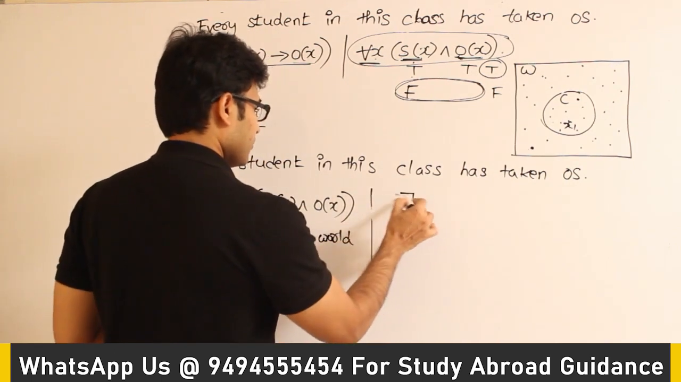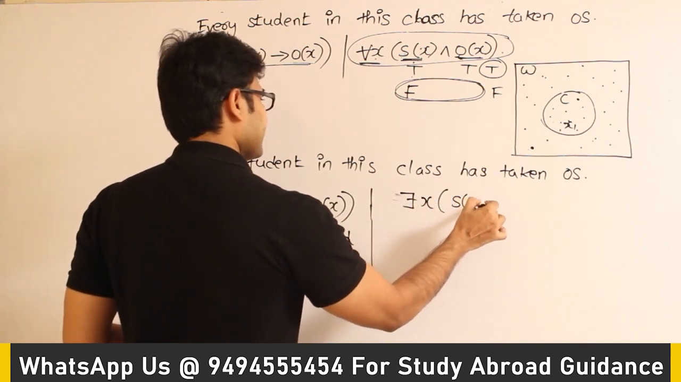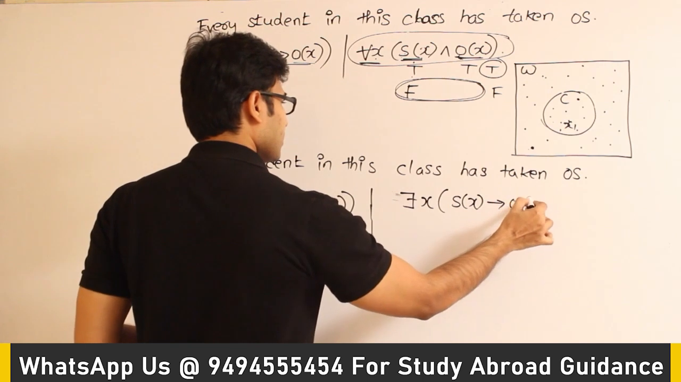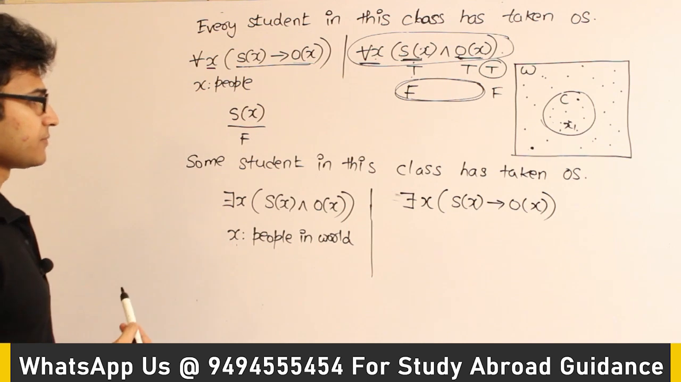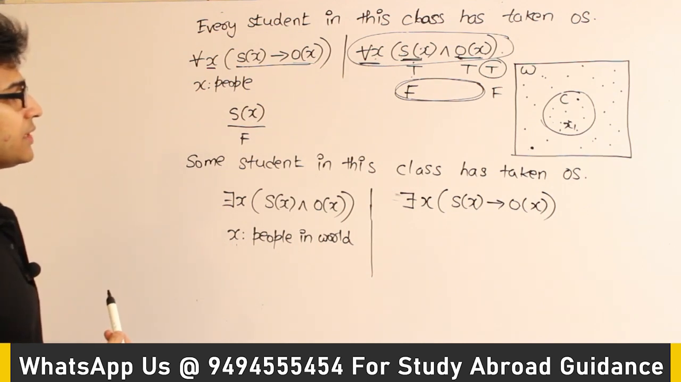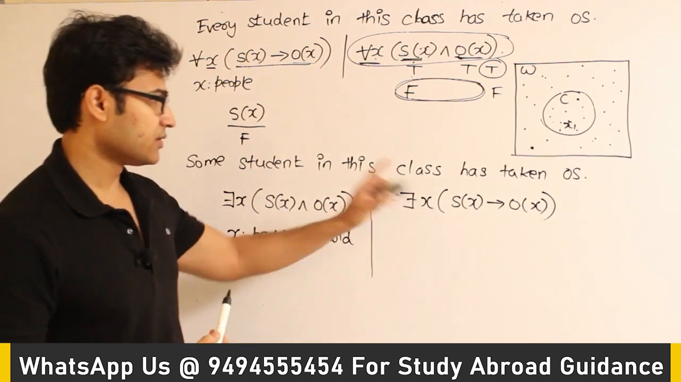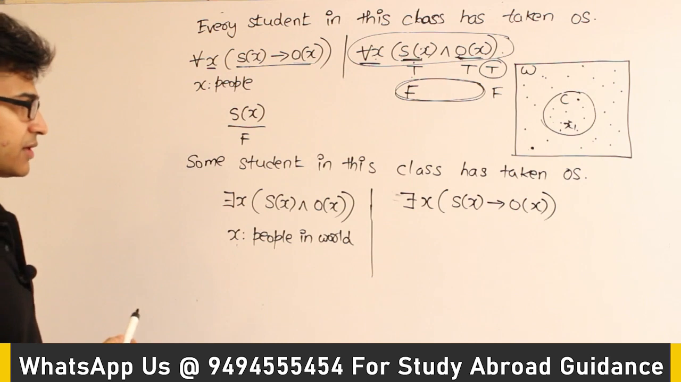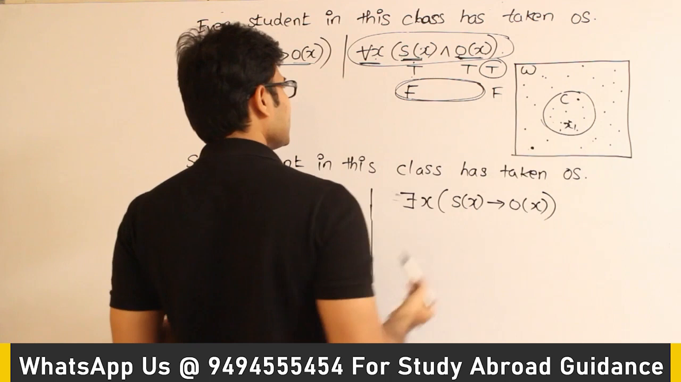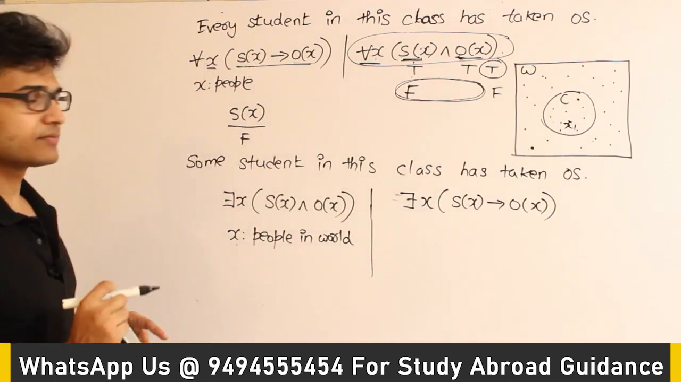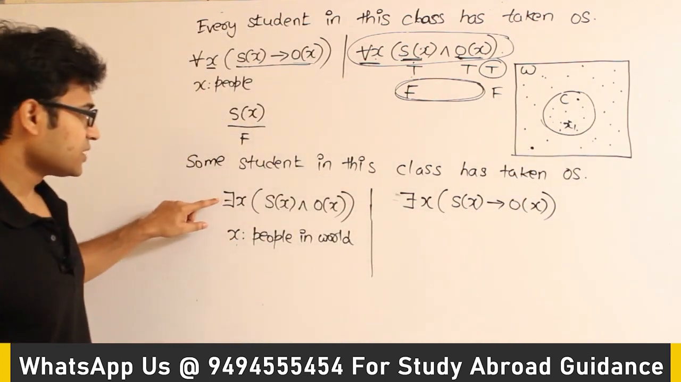What is it? You might feel that there exists x such that s of x implies o of x, right? Now why do you think that this one is right, and why do you think that this one is wrong? Again, take the same example, and let's see this. Now assume that someone in the classroom has taken operating system. Let us say the person is x1. Now what happens to this statement?